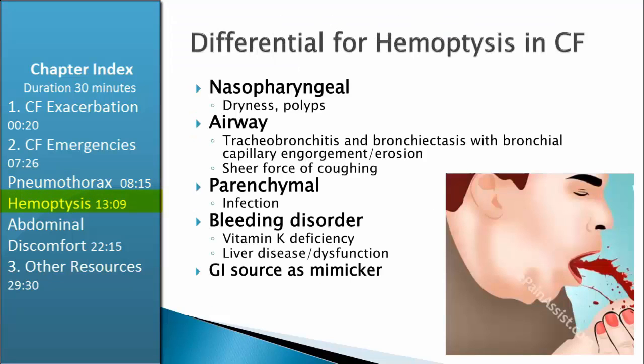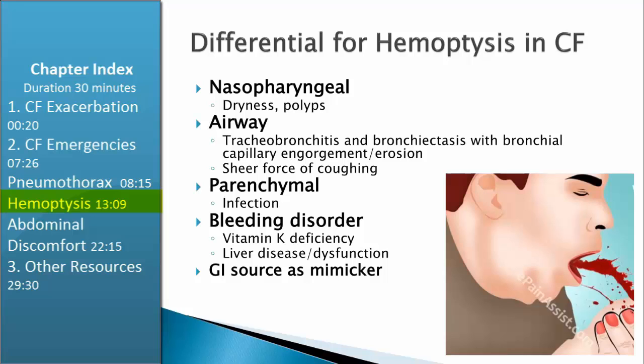The differential for hemoptysis in CF is quite broad, particularly if you don't know that it's definitely coming from the lower airways. But in general, they can have nosebleeds that mimic hemoptysis, and patients with CF are predisposed to this because they have nasal polyps, and their nares can also be dry from supplemental oxygen. If it's hemoptysis coming from the airway, which is obviously the most common, you get tracheobronchitis and bronchiectasis with resulting bronchial capillary engorgement or erosion. In addition, the sheer force of coughing can contribute to this. Parenchymal issues such as the infection can also contribute.